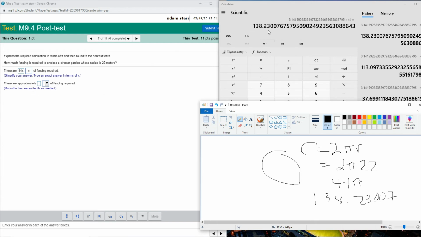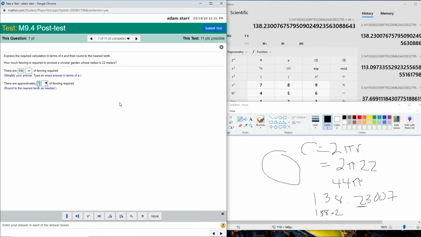Again, that's why I'm not writing all those numbers. Rounded to the nearest tenth. The 2 is in the tenths place. The 3 says keep the 2 at 2. So 138.2 is the approximate. And again, this is just meters.